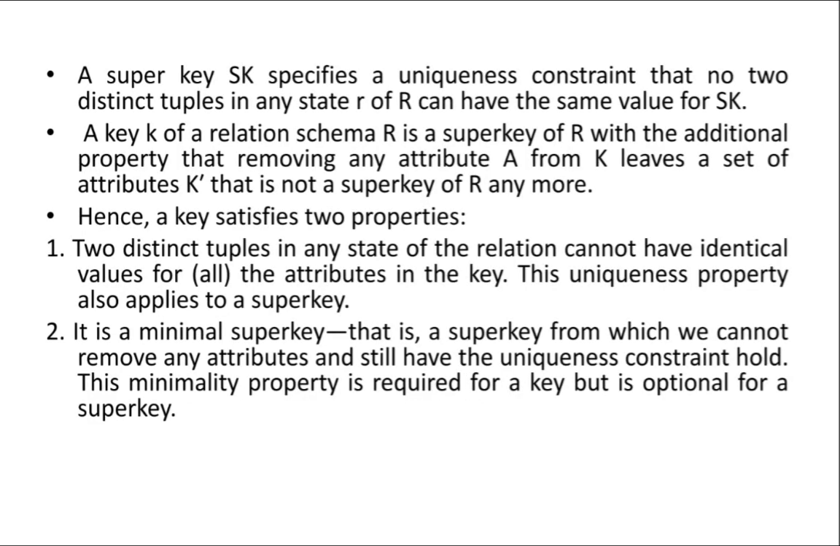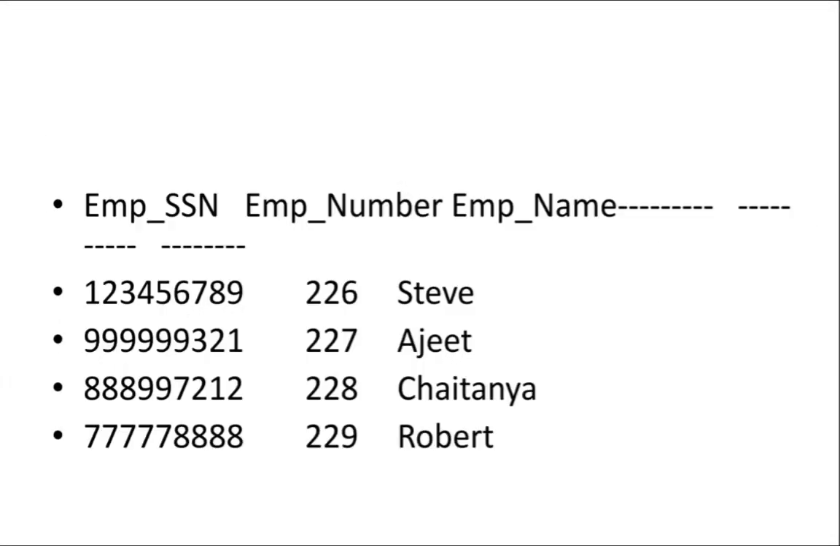Next, what is a key then? A key is also a super key, but with minimal attributes. What is that? Two distinct tuples in any state of the relation cannot have identical values for all the attributes in the key. Obviously, this applies to a super key also. What does it tell, what is the first condition? No values in this particular table should be repeated. All the values of the attribute should not be repeated. That is the first condition of the key.